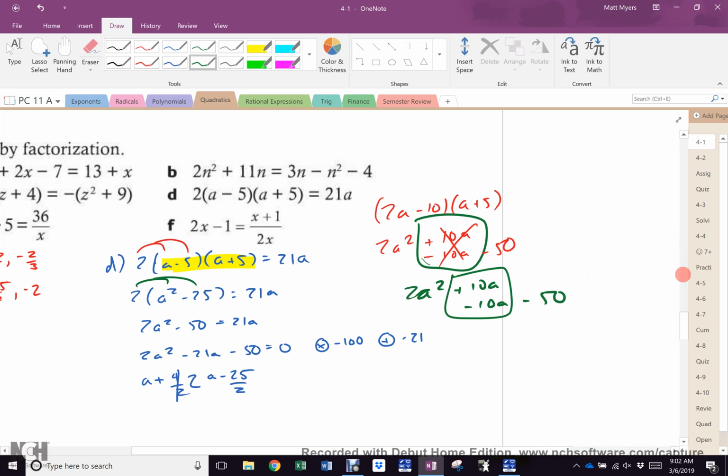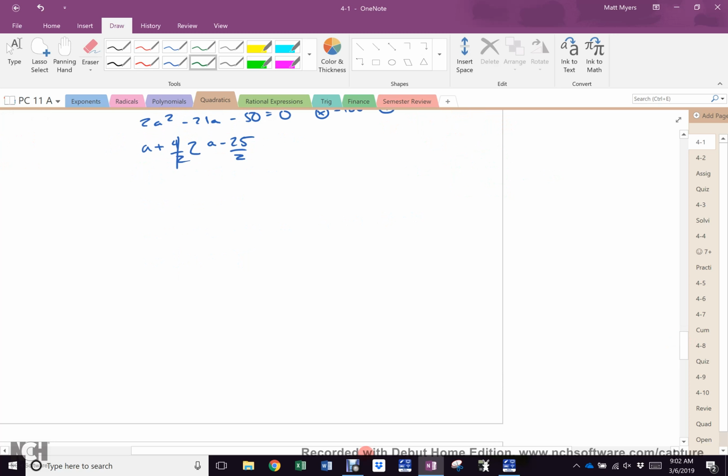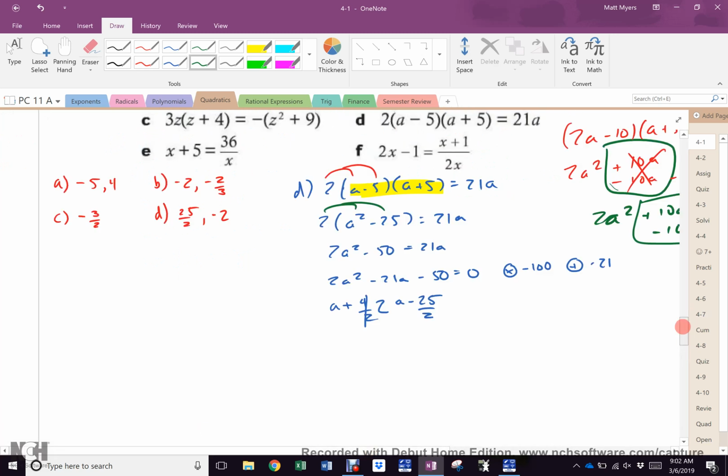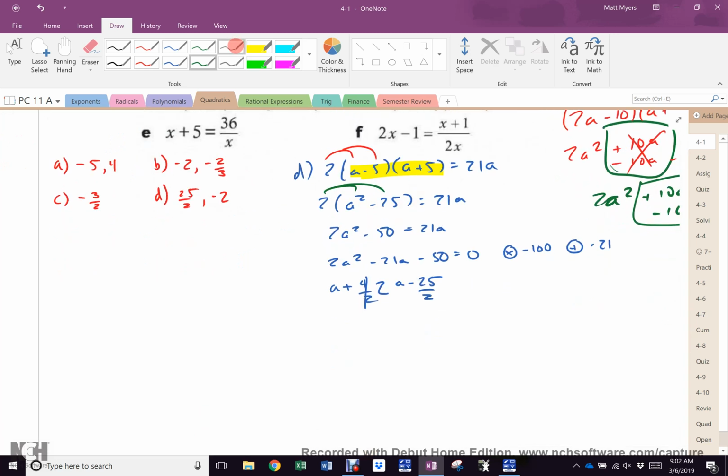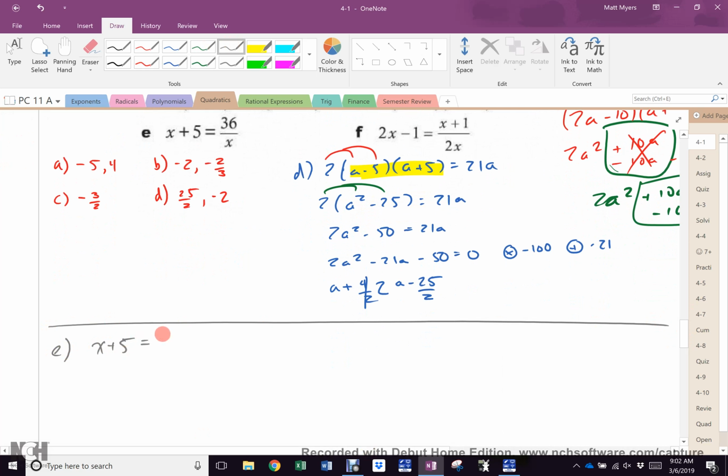So people want to see E and F now, yes? So E: x plus 5 equals 36x. What bothers you about E? You don't like the fraction. You're scared of fractions. I know you're scared of fractions. It's not your fault that you're scared of fractions. You've been allowed to be scared of fractions. I don't know why. You all know how to do it, though.